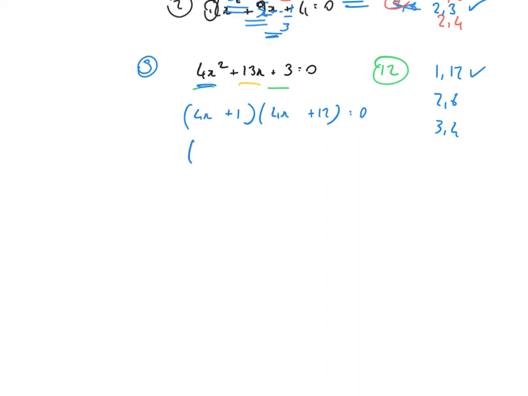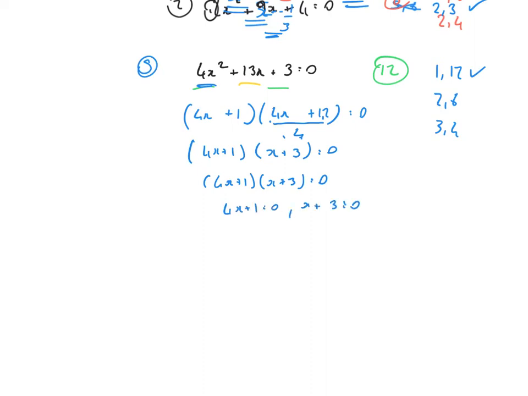Okay, first bracket. From 4 and 1 I can't take anything, so I write that bracket down again. But from 4 and 12 the highest common factor is 4. 4 into 4x is x, and 4 into 12 is 3. Okay, so 4x plus 1 could be 0, or x plus 3 could be 0. So bring that over. 4x could be minus 1, or x could be minus 3. Bring the 4 down, divide. x could be minus 1 over 4, or x could be minus 3.